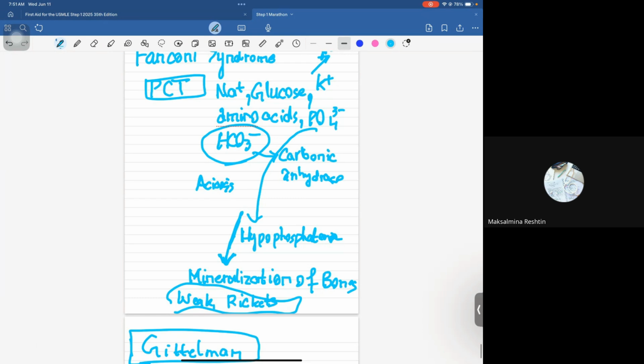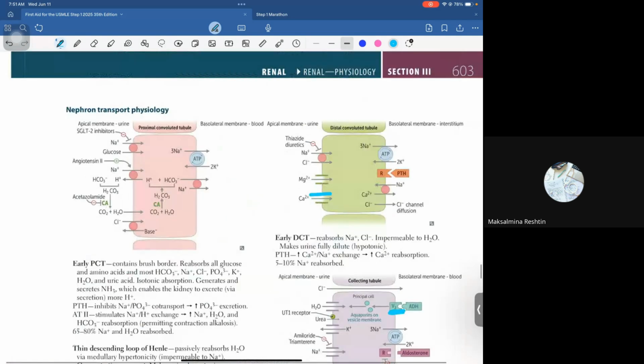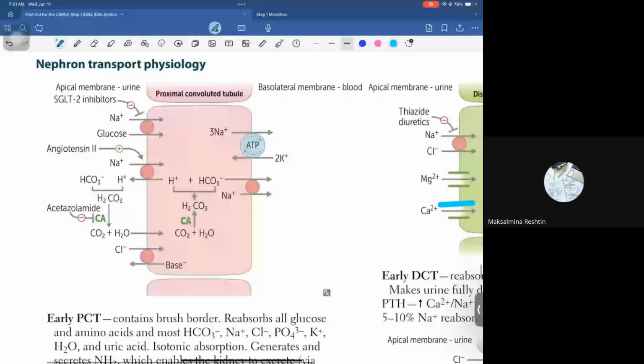So first of all, let me repeat the whole Fanconi syndrome. What is Fanconi syndrome? If you remember that we did the proximal convoluted tubule yesterday, in the proximal convoluted tubule, what were the things being reabsorbed? Sodium was being reabsorbed, glucose was being reabsorbed. The next thing being reabsorbed was HCO3, the bicarbonate ion. Remember these things.